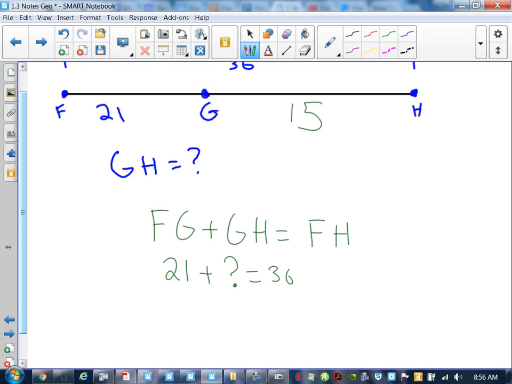Now, they do this in terms of just straight numbers, but eventually we'll also throw in algebra with it as well. We'll throw in the values of x.